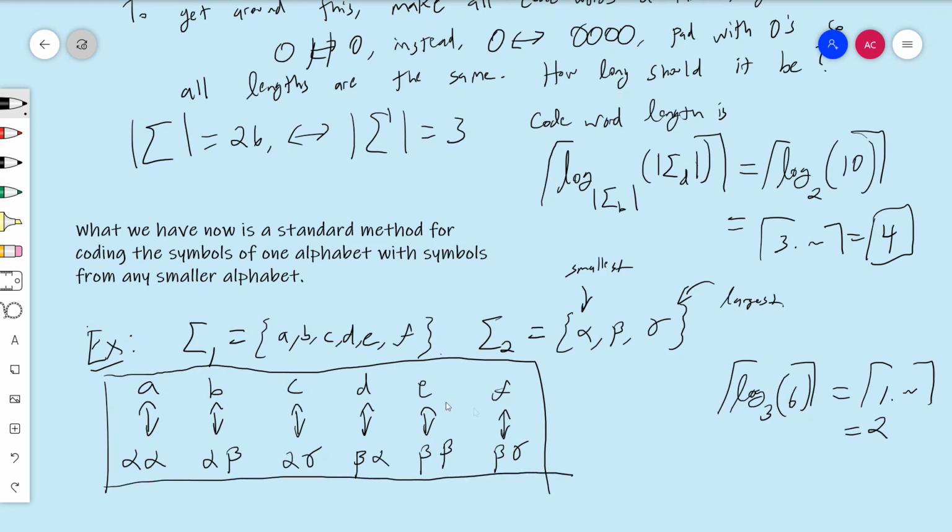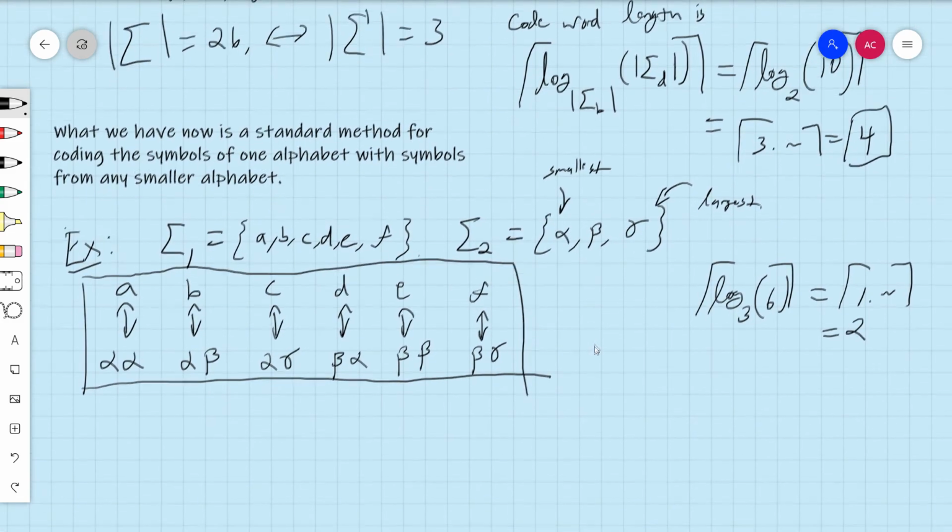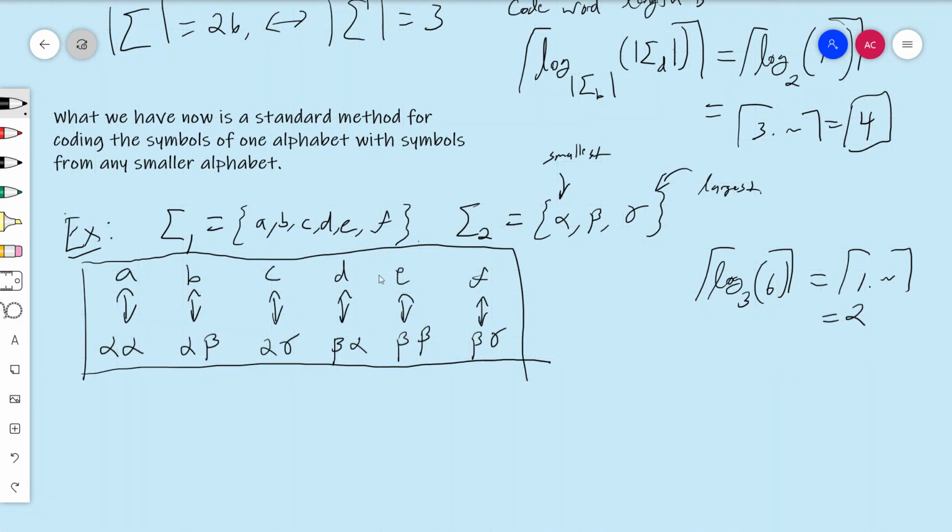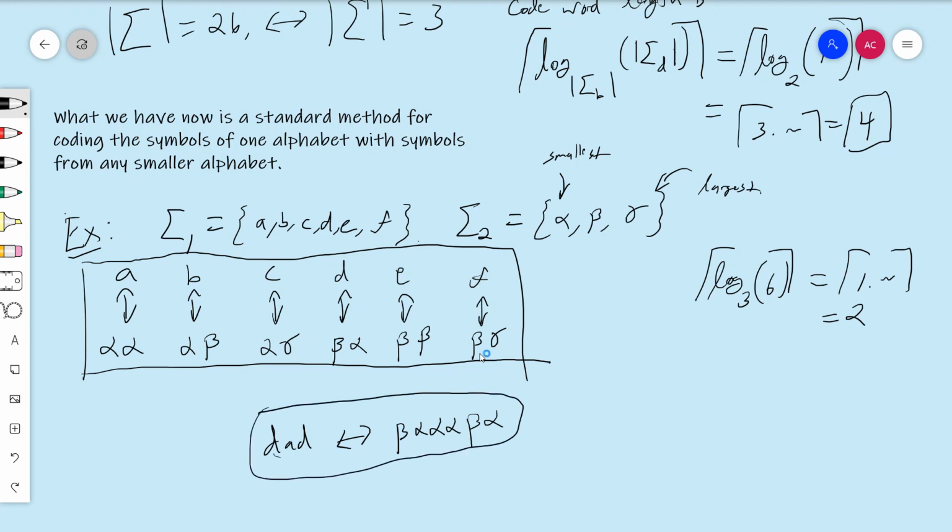So this is a mechanical way to relate, and now that I've done this, I can relate any language in this alphabet to a language in this alphabet. For example, if I had the word dad, that would equate to the string in the second language: beta, alpha, alpha, alpha, beta, alpha. So the association between the alphabets yields an association between the languages.